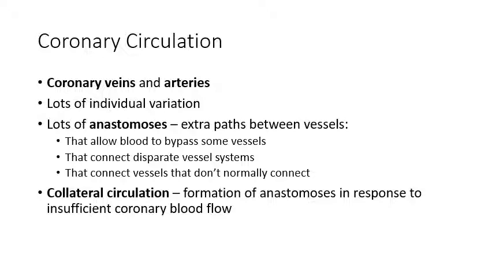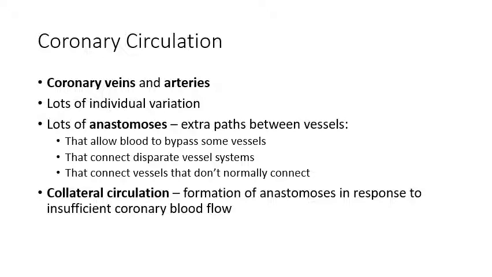And you also have a lot of anastomoses in the coronary circulation. Those are extra vessels between vessels, basically, that allow blood to skip some parts of the circulation by going directly into another part. So anastomoses can let blood skip part of the circulation. They can let parts of the circulation that normally would not connect to each other connect. And those parts can be kind of distant from each other at times, depending on how long the anastomosis is.